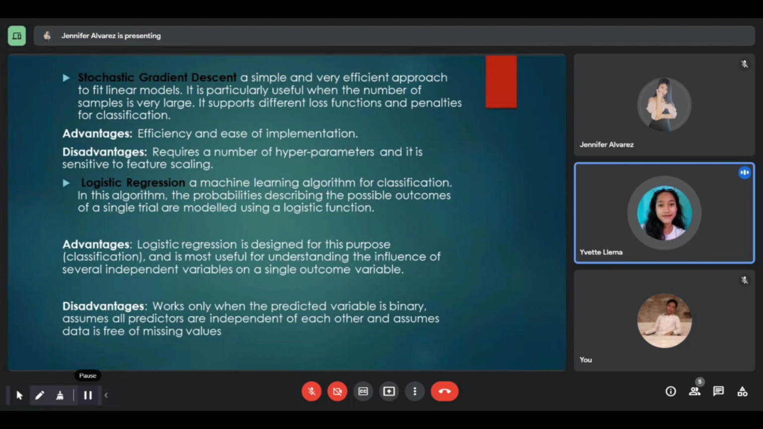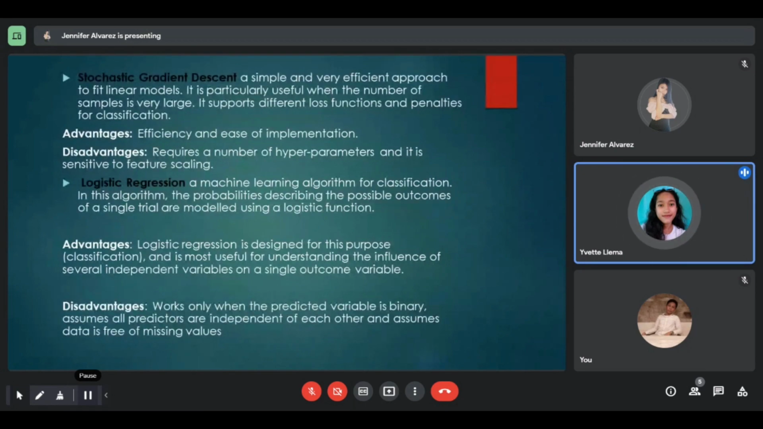Next is stochastic gradient descent. A simple and very efficient approach to fit linear models. It is particularly useful when the number of samples is very large. It supports different loss functions and penalties for classification.